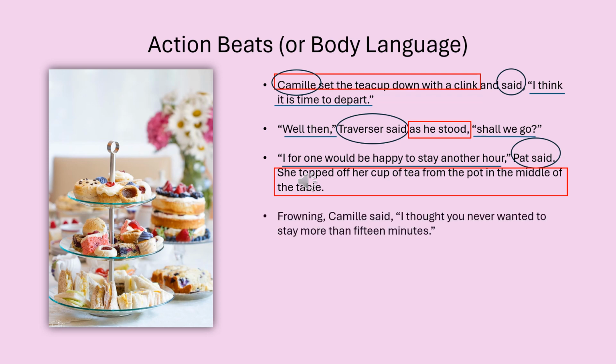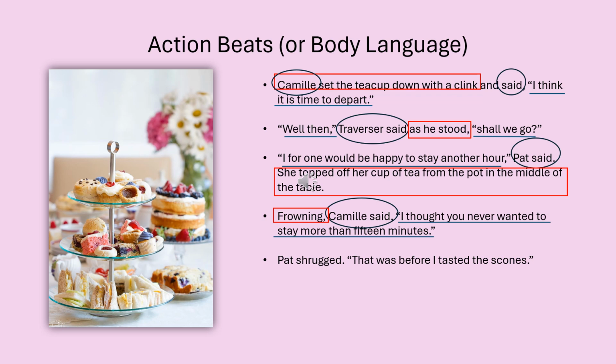"Frowning, Camille said, 'I thought you never wanted to stay more than 15 minutes.'" "I thought you never wanted to stay more than 15 minutes" is the dialogue. "Camille said" is the dialogue tag, and then our action beat is actually the word "frowning" here, where it is very short and connected to the dialogue tag by a comma, but it is serving as our action beat. We are describing Camille's body language here.